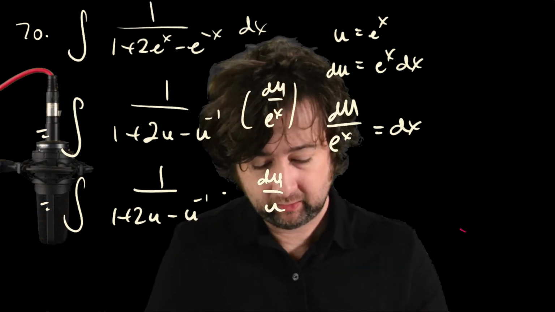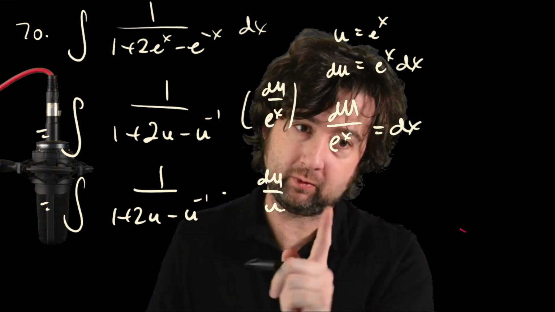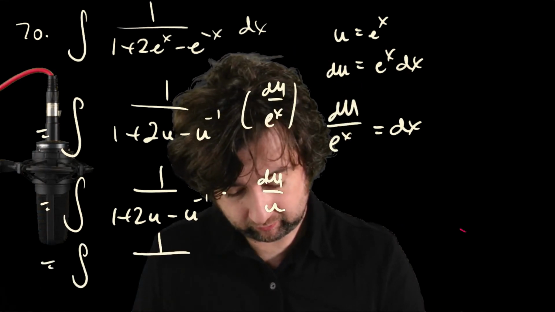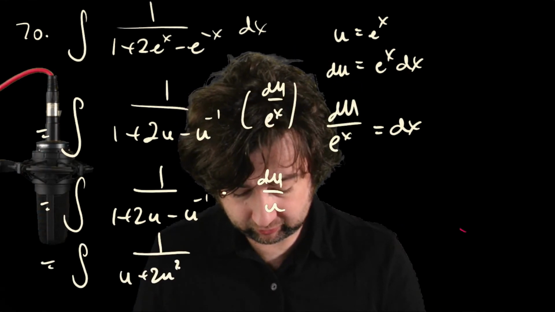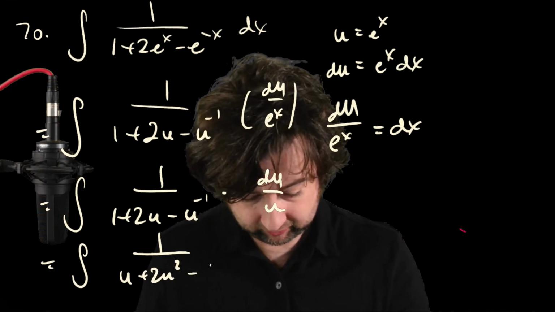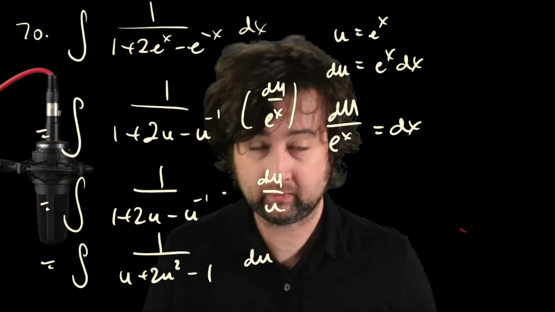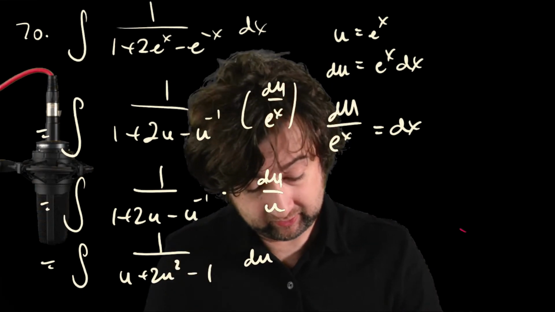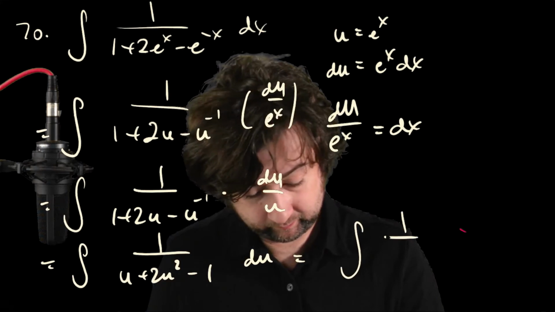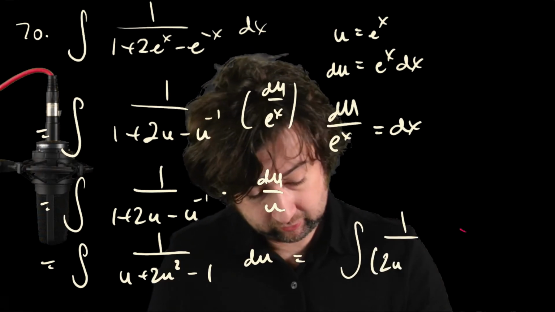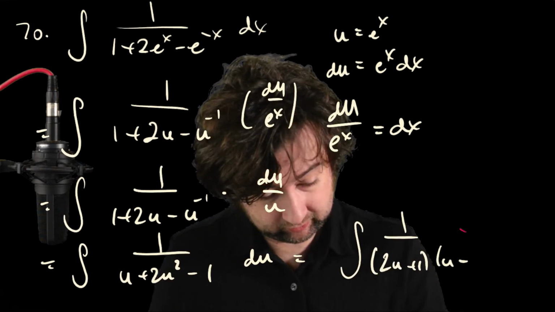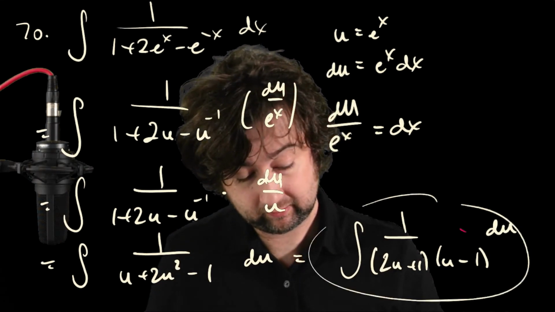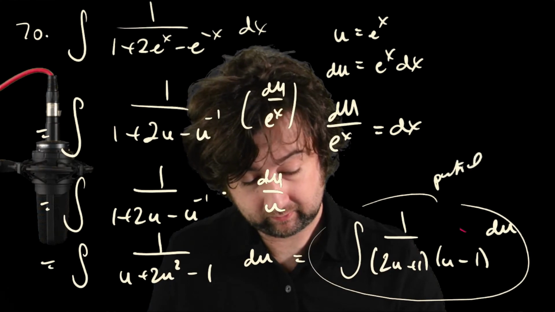Now what? Well, now we're going to do more algebra. We're going to take this u and we're going to multiply it in to the polynomial down here. And what you get is 1 over u plus 2u squared minus 1. And that problem is a partial fractions problem because this factors as (2u plus 1)(u minus 1) du. So this is partial fractions.